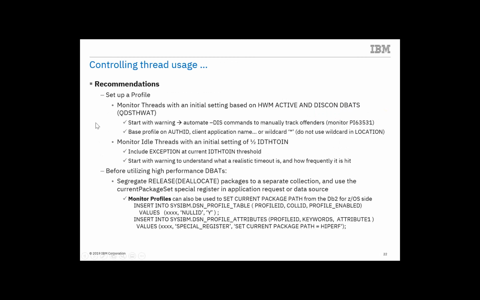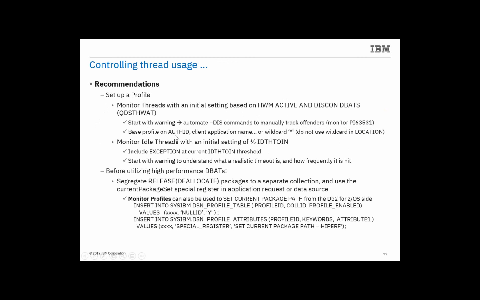Okay, so continuing on talking about managing thread usage. Again, set up a profile to help monitor them. You can look in your stats for the high watermarks of active and disconnected DBATs. That's one field, and then see what your normal is. Then set up a profile with a warning, or you can automate the display command and see how many threads you normally have in your system.